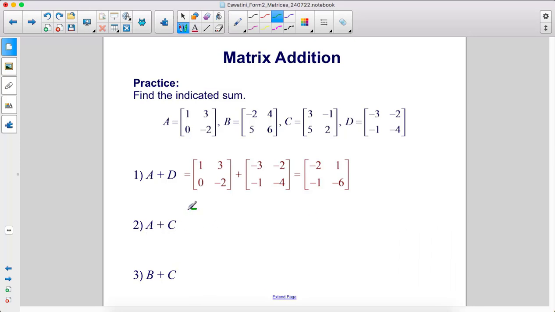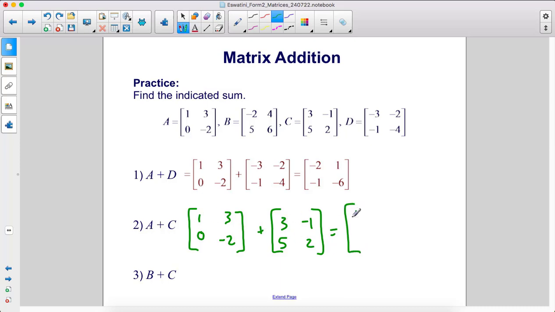A plus C. So A is 1, 0, 3, negative 2, plus C, and that is 3, 5, negative 1, and 2. All right, so 1 plus 3 is 4. 3 plus negative 1 is 2. 0 plus 5 is 5. Negative 2 plus 2 is 0.